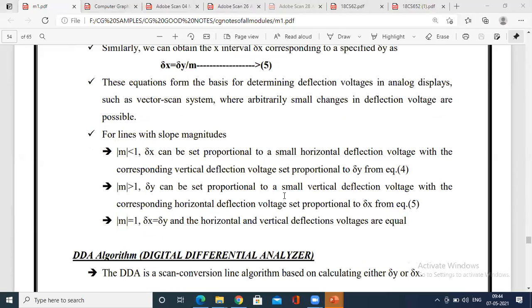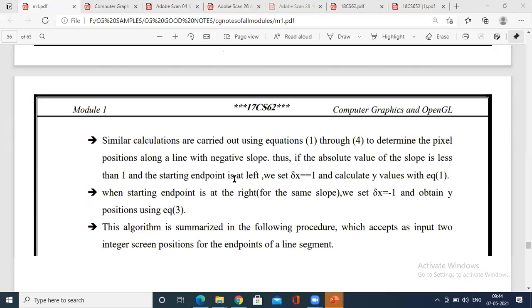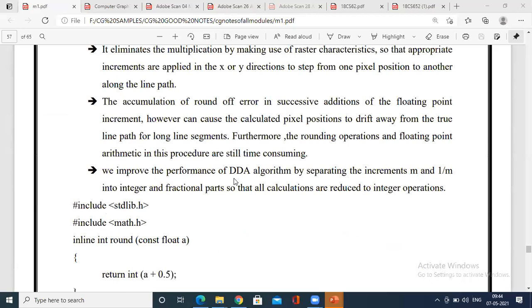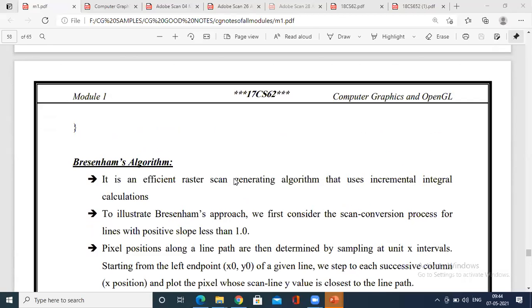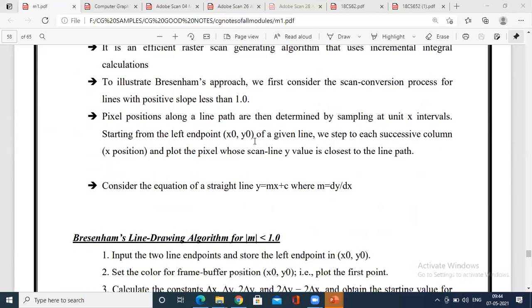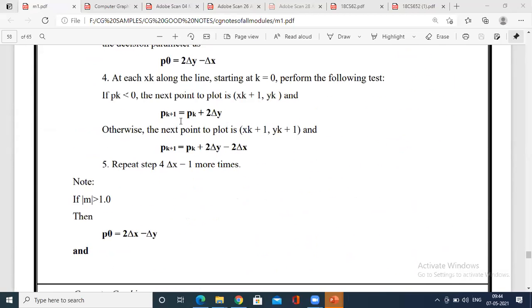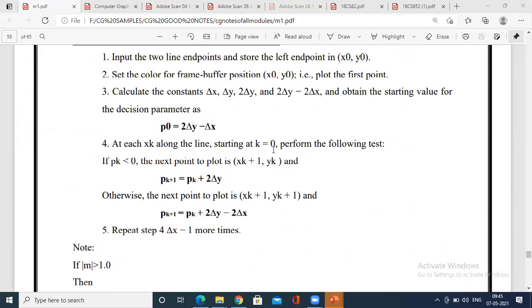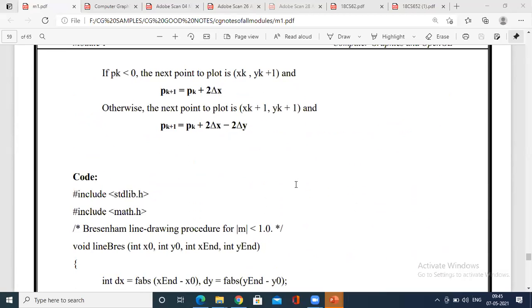You calculate the slope of the line, whether the slope is less than 1 or greater than or equal to 1. Based on this, you take the decision, both for the DDA algorithm and for Bresenham's line drawing algorithm. DDA uses a roundup function. Bresenham doesn't use roundup functions; if the slope of the line is less than 1, simply increment x and take a decision based on the decision parameter p0 or pk, whether to select yk or yk plus 1. Similarly, in the reverse case, when the slope of the line is greater than 1.